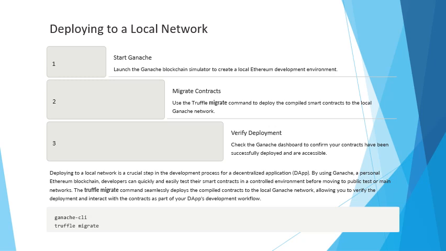By using Ganache, a personal Ethereum blockchain, developers can quickly and easily test the smart contracts in a controlled environment before moving to public test or main networks.